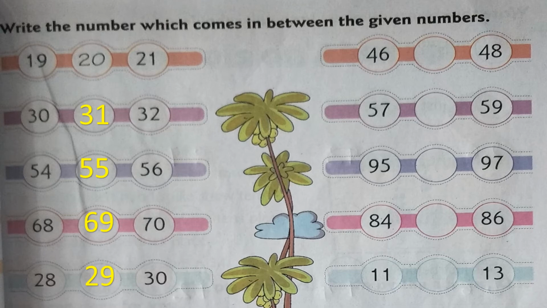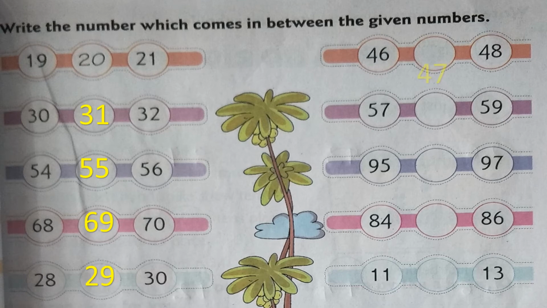The numbers that are given after the tree picture. Then we will continue below. Is it okay? Did you understand, children, what I'm telling? Okay, then let's start. Now tell me the number that comes in between 46 and 48. This is the first question on the second row, okay?